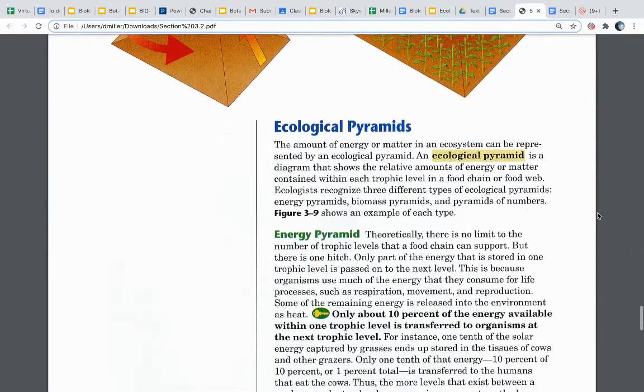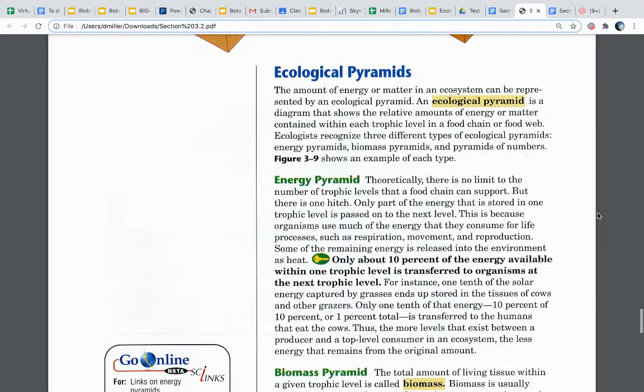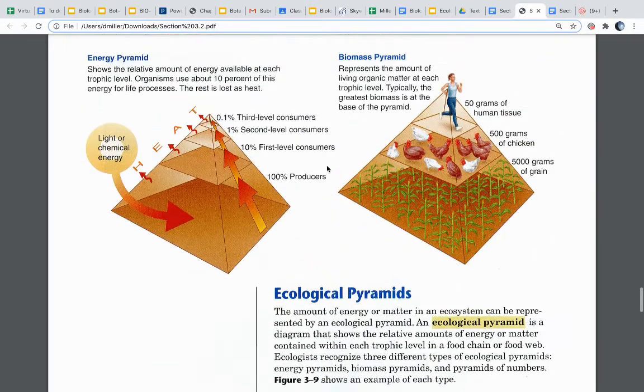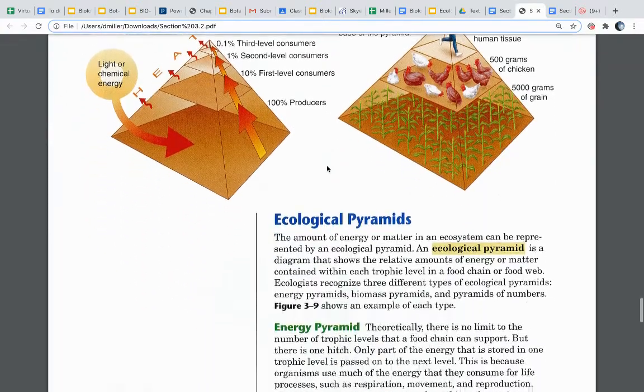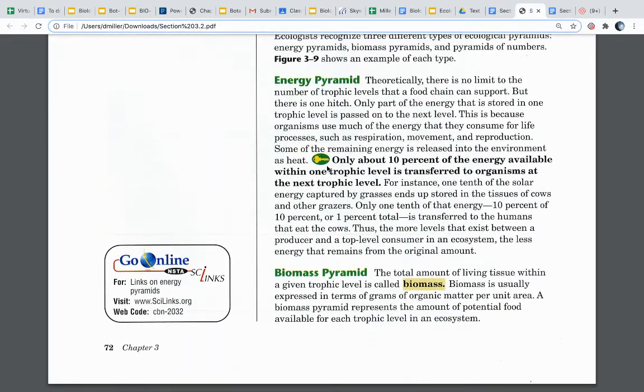Ecological pyramids. The amount of energy or matter in an ecosystem can be represented by an ecological pyramid. An ecological pyramid is a diagram that shows the relative amounts of energy or matter contained within each trophic level in a food chain or food web. Ecologists recognize 3 different types of ecological pyramids: energy pyramids, biomass pyramids, and pyramids of numbers. Figure 3.9 shows an example of each type. Energy pyramid.